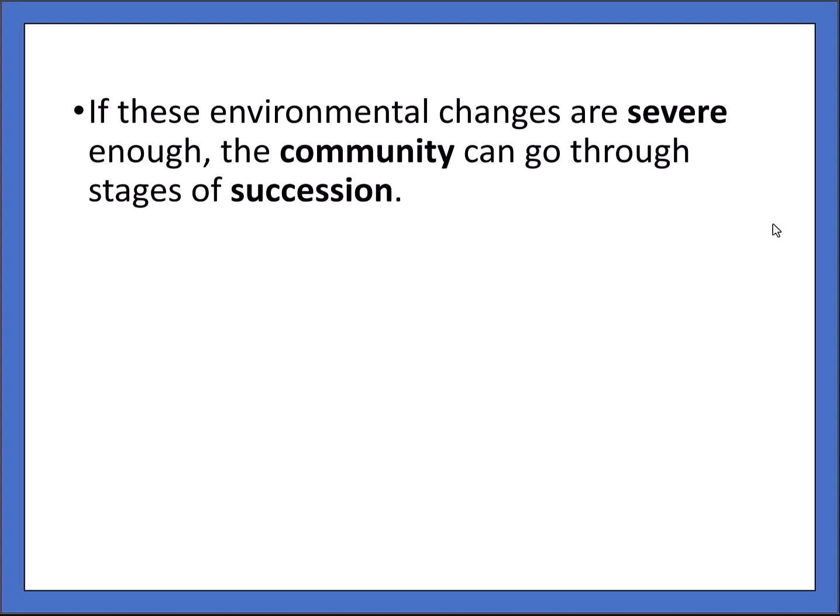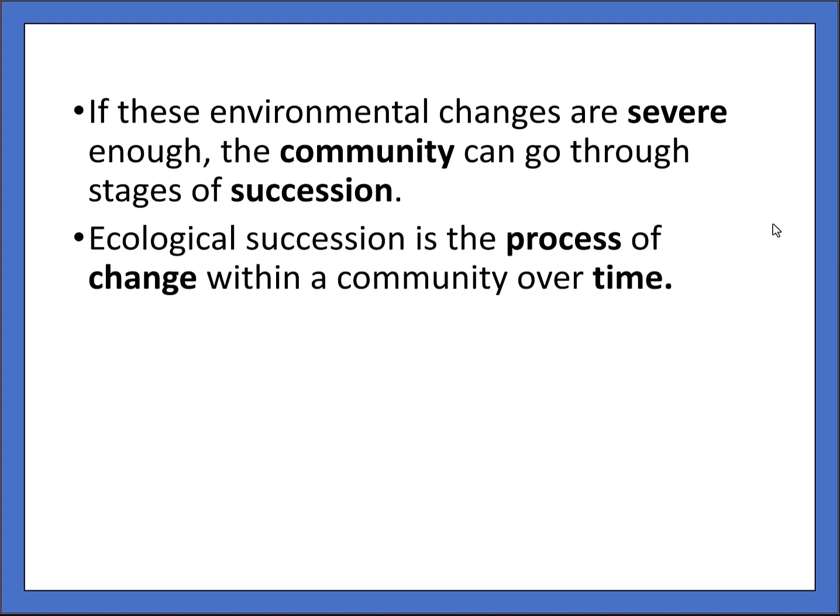If these environmental changes are severe enough, the community can go through stages of succession. And ecological succession is just the process of change within a community over time. So if an environment is so dramatically altered by a flood, a fire, any type of disease, if this environment is completely changed by, let's say, human influence, there can be a long stage of ecological succession where the environment starts to recover or rebound over time, but it's a long process.